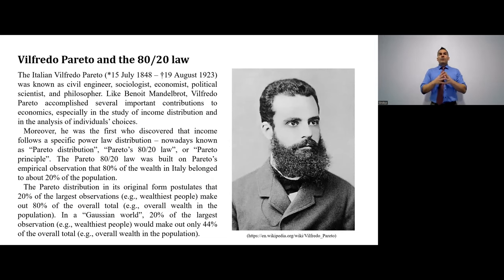So some of you might be familiar with the so-called 80-20 law. And some of you might also have heard about Vilfredo Pareto, that somehow belongs together. So who was Vilfredo Pareto? It was obviously an Italian guy, yeah? The Italian Vilfredo Pareto, born in July 1848, was known as a civil engineer, a sociologist, economist, a political scientist, and philosopher. So you see that there are some similarities between Benoit Mandelbrot and Vilfredo Pareto. Both of them were interested in different disciplines of science.